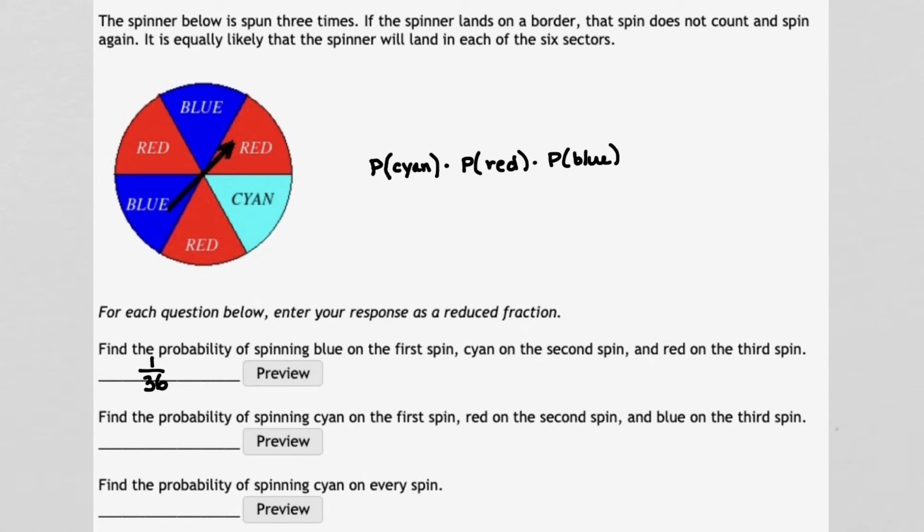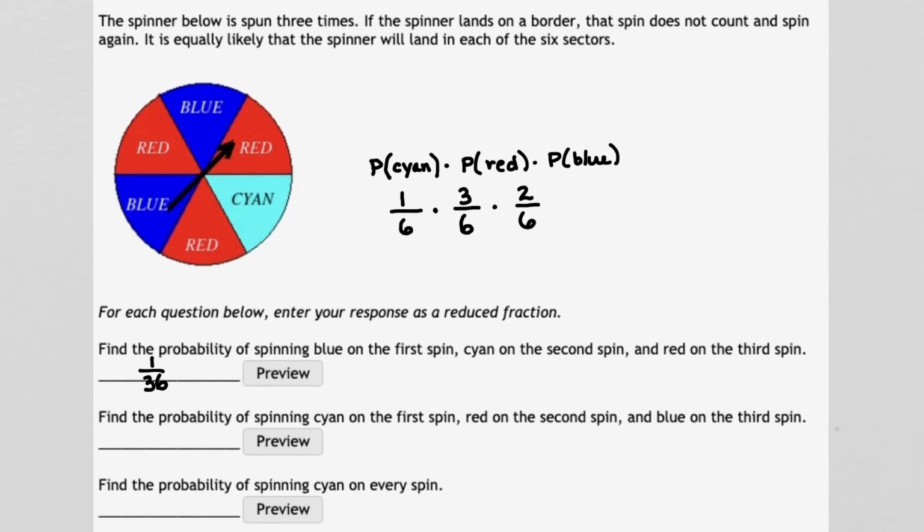So, what's the probability that we get cyan on the first spin? Well, notice there's one sector that's cyan in color and six total sectors, so we say that the probability of spinning a cyan is 1 out of 6. How about the red? There are three sectors that are red out of 6 total. And so the probability of getting a red is 3 out of 6. And finally, the probability of getting a blue. Notice there are 2 blue spots out of 6 total.